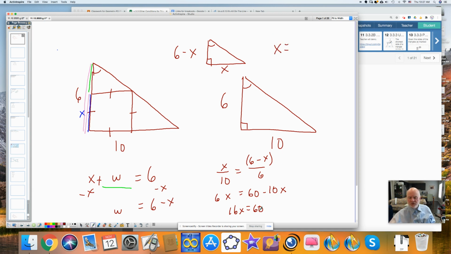let's see, 4 goes into 60 15 times. So x is 15 over 4, 15 fourths. So it's like 3 and a little bit more. And would that make sense? I think so.